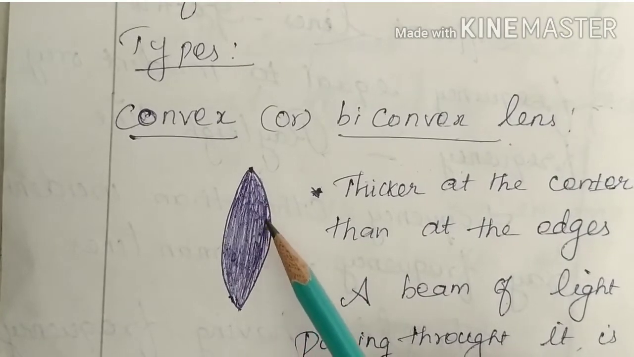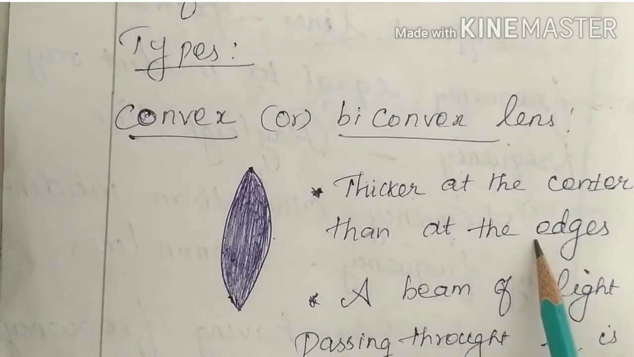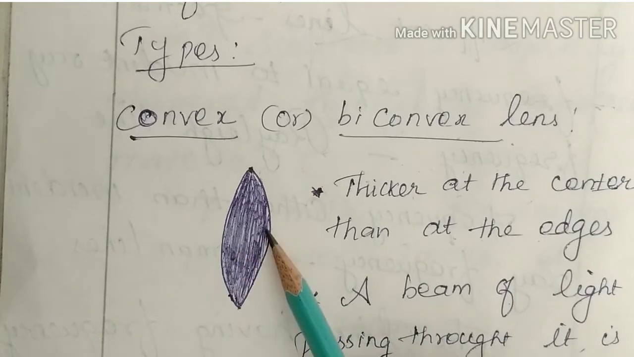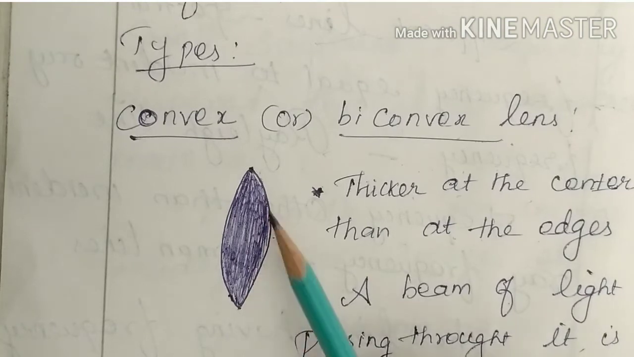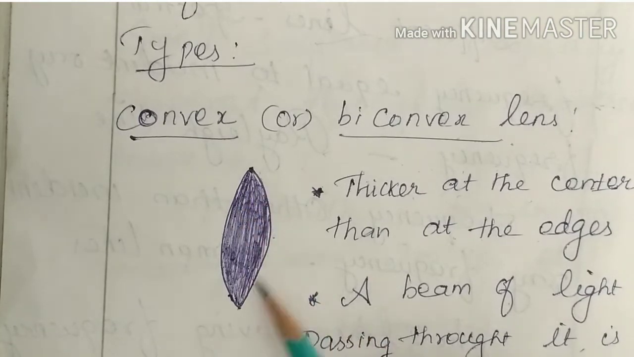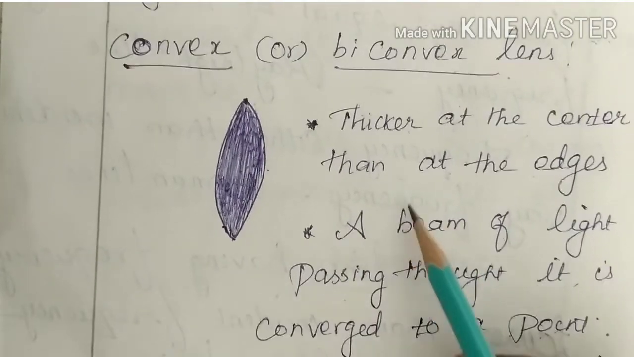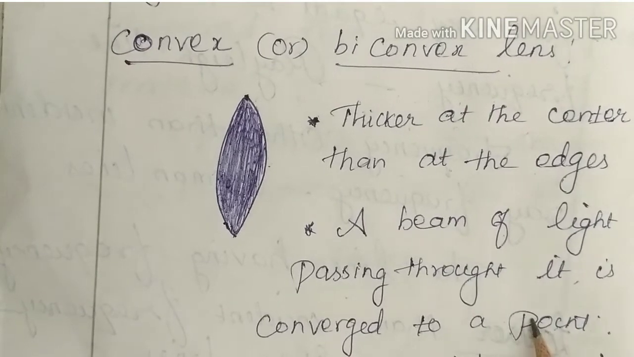Listen, it is thicker at the center than at the edges. Convex lenses are thicker at the center portion than at the edges. From that we can identify the convex lens. The refracting surface is bulged outwards, and when a beam of light passes through it, it is converged to a particular point.